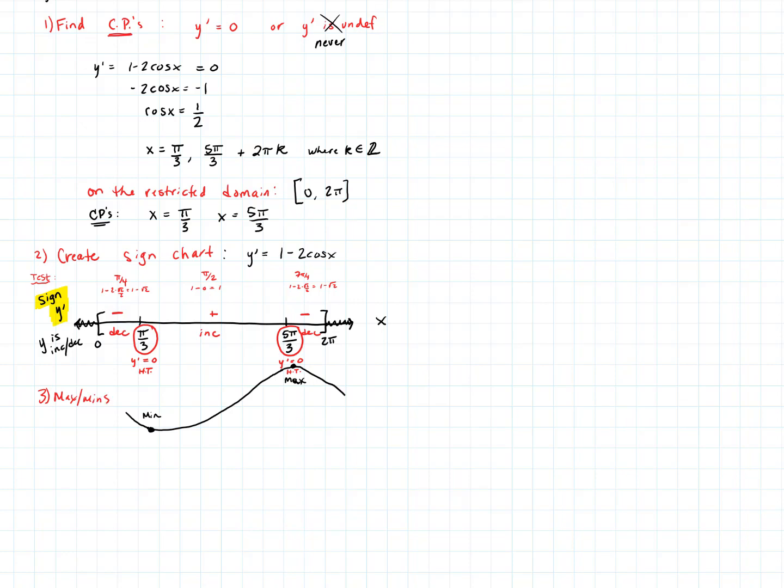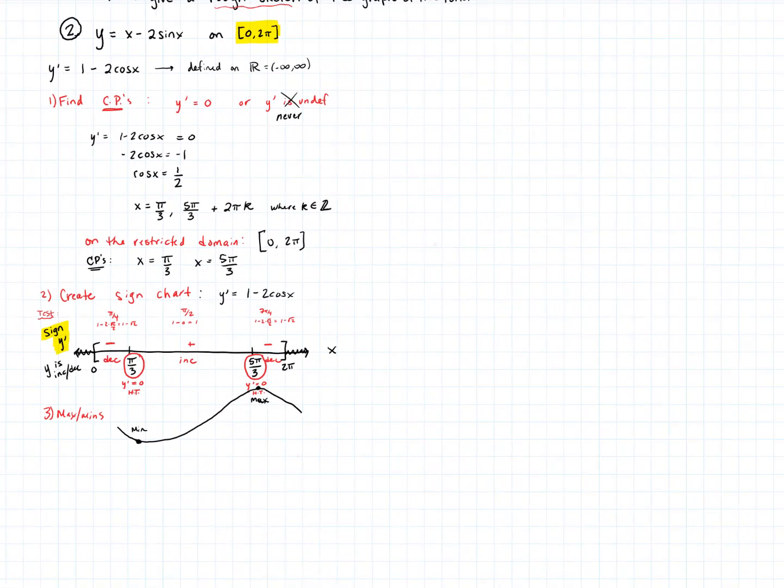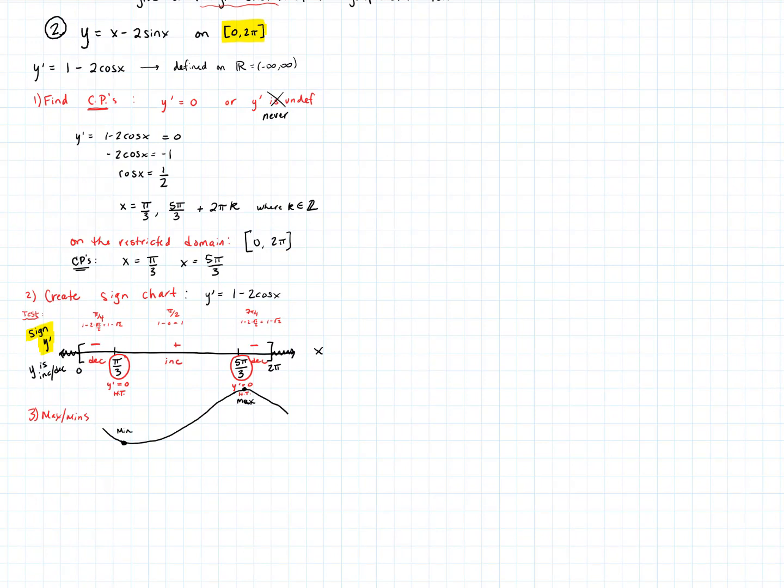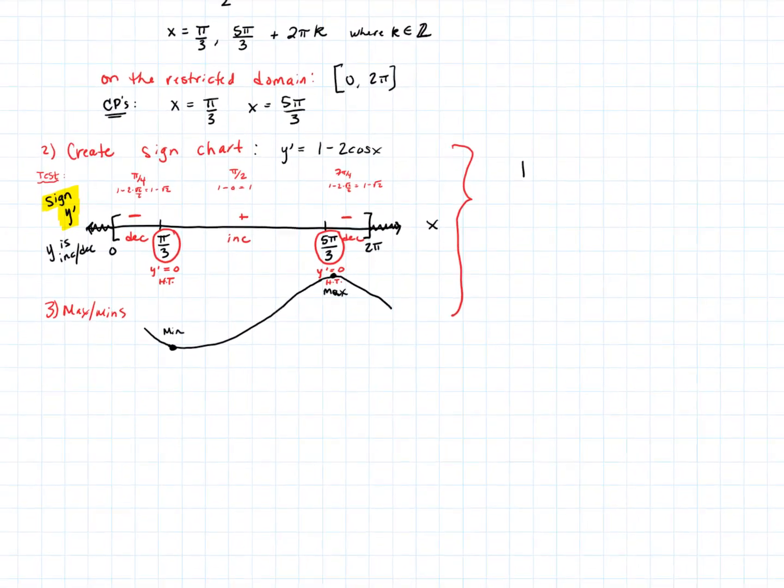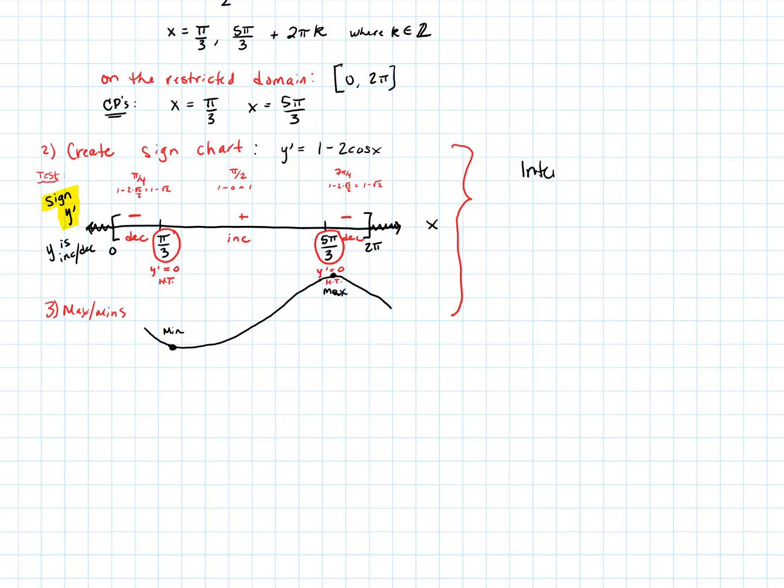That's the third step out of our sign chart, our first derivative test here. So now we're just going to put all this together and state the summary. The summary here is going to say that we are increasing. So let's state intervals of increase. We are increasing on the interval from pi over 3 to 5 pi over 3.